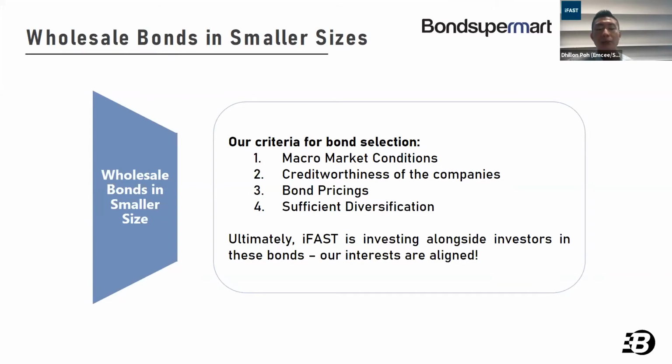Because we are holding those bonds in our inventories, we definitely have to do our own due diligence. So you can rest assured that, because we are holding onto the bonds, we also wouldn't want them to default, right? So you can rest assured that if you are buying these bonds, you are as if investing alongside us. And therefore, we can safely say that our interests are aligned as we are investing in it together.